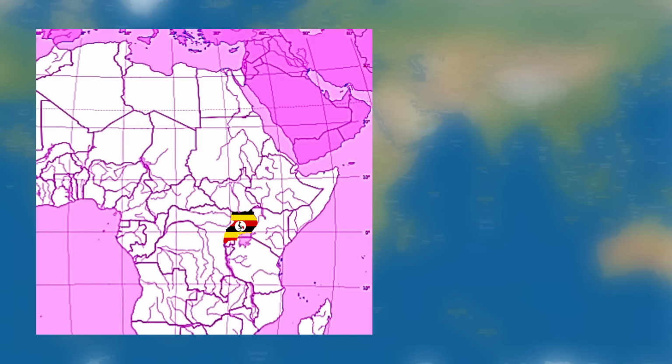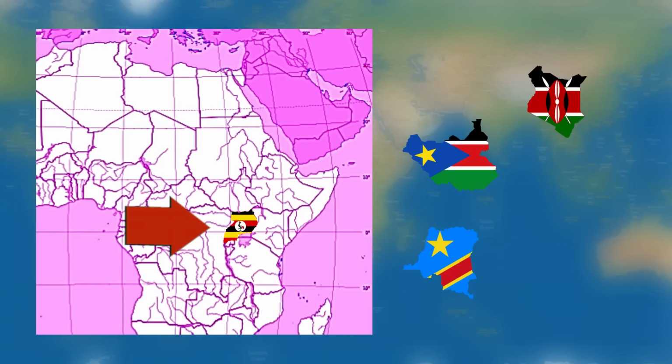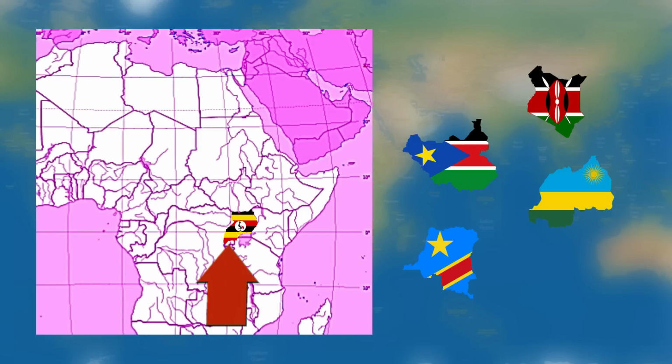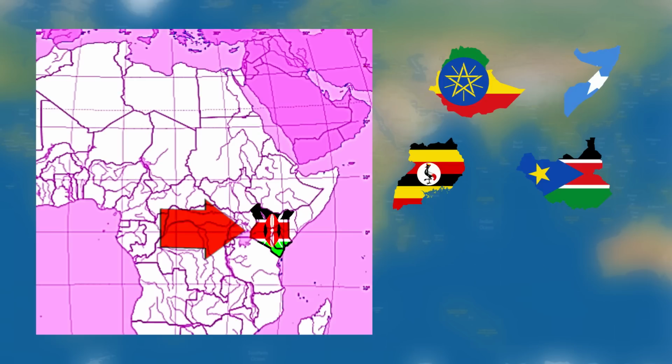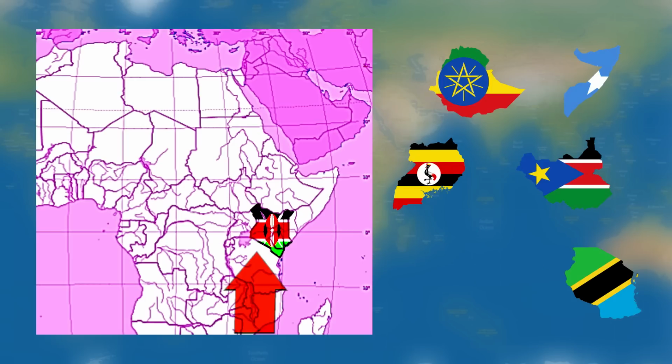Uganda borders a total of 5 countries: Kenya, South Sudan, the Democratic Republic of the Congo, Rwanda, and Tanzania. Kenya borders Somalia, Ethiopia, South Sudan, Uganda, and Tanzania, a total of 5 countries.